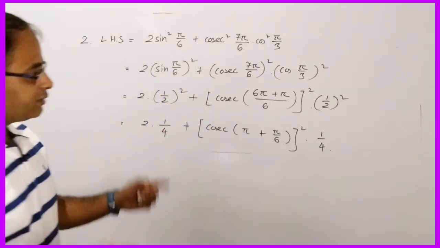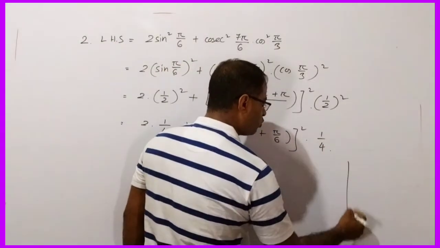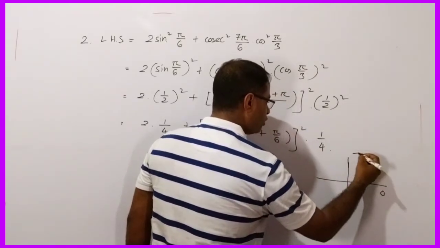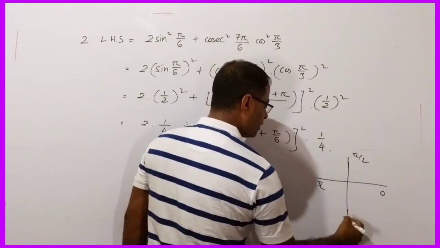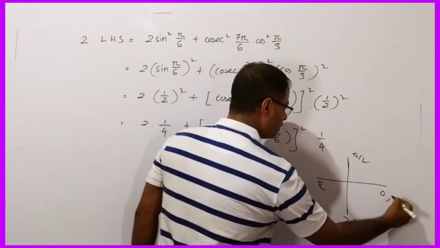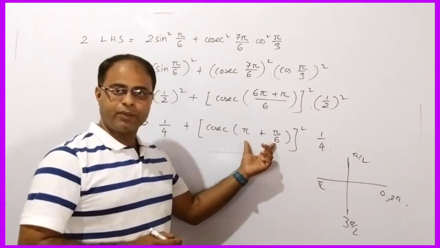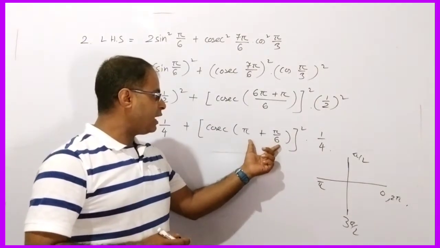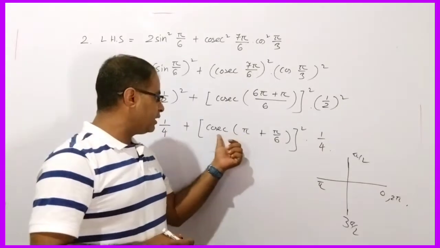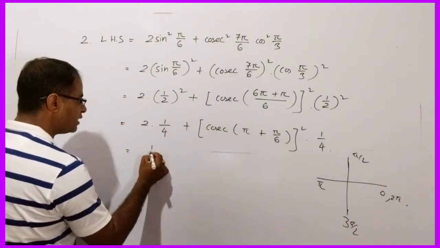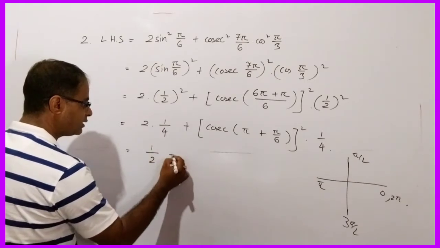Now remember another thing, the conception of the quadrants. The conception of the quadrant: 0, pi by 2, pi, 3 pi by 2 and 2 pi. Now cosec of pi plus pi by 6. If an acute angle is added with pi, then the cosec cannot change itself, it remains the same. 2 into 1 by 4 which is half.